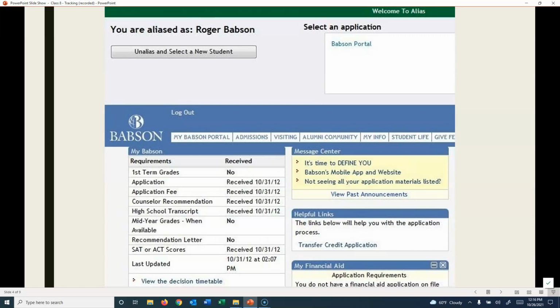For regular decision colleges, by the way, the colleges will all get mid-year grades. At early action and early decision, mid-year grades are not sent because they're not available yet. Same thing for first term grades. First term and mid-year is pretty much the same thing for us since we're on the trimester system. Again, this tells you what's been received, not what's been sent.